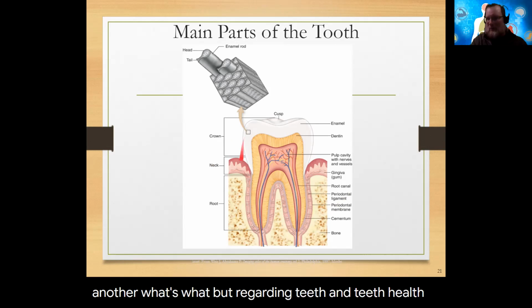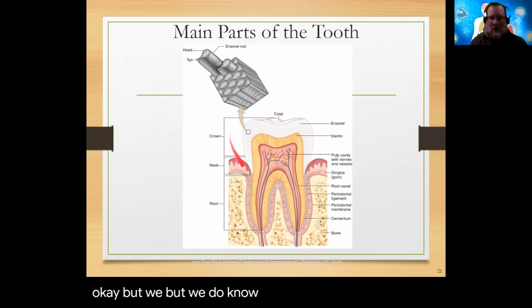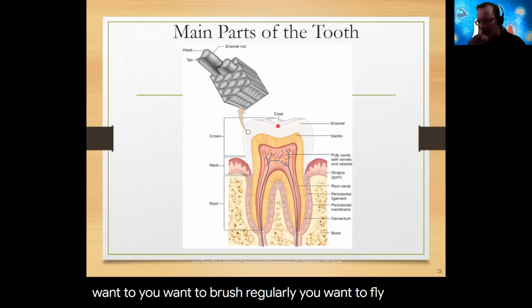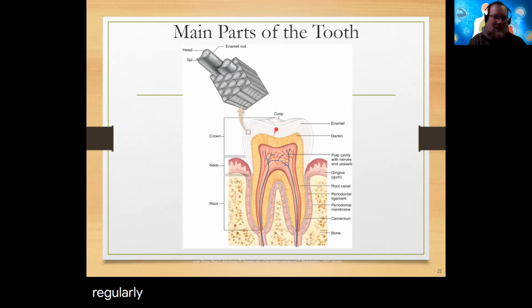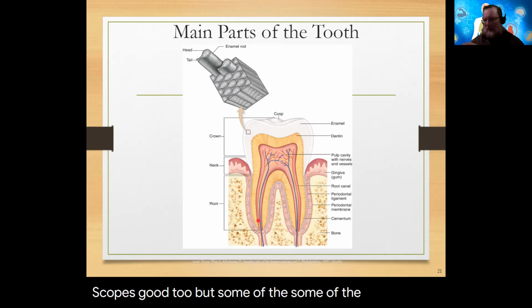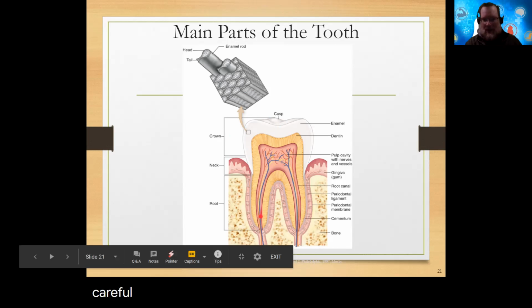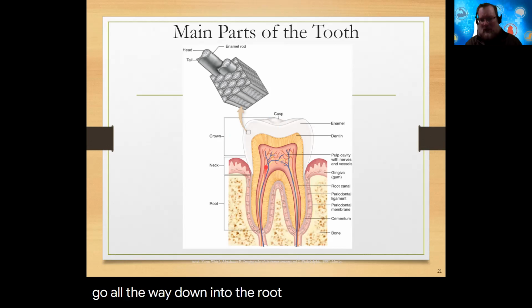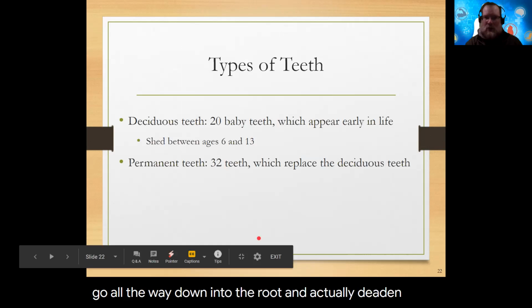But we do know that for the most part, you want to brush regularly, you want to floss regularly, and you want to use a little bit of Listerine as well. Scope's good too, but some of the mouthwashes do have a lot of sugar, so you want to be careful with that. Now, if we do have to do a root canal, they go all the way down into the root and actually deaden the whole tooth.